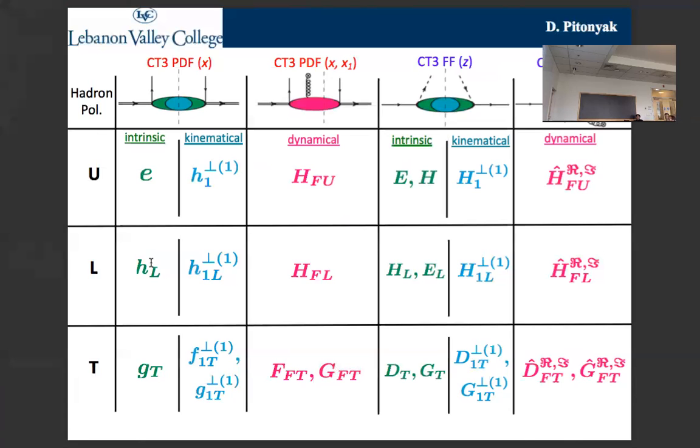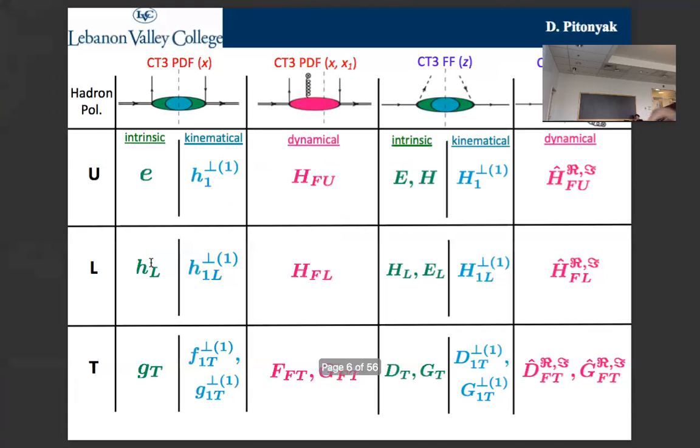Then on the fragmentation side, we have a similar set of functions. We have our intrinsic and kinematical functions. For example, here we see the first moment of the Collins function showing up. And then the dynamical functions, again, are functions of 2 momentum fractions, z and z_1. Because we don't have the time reversal constraint in the fragmentation sector, these functions are actually complex, so they have both real and imaginary parts, which is what these superscripts are indicating. We'll see these functions showing up as well.